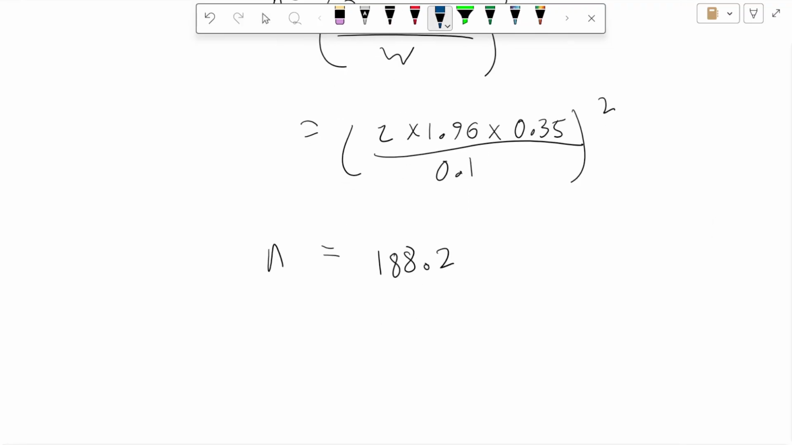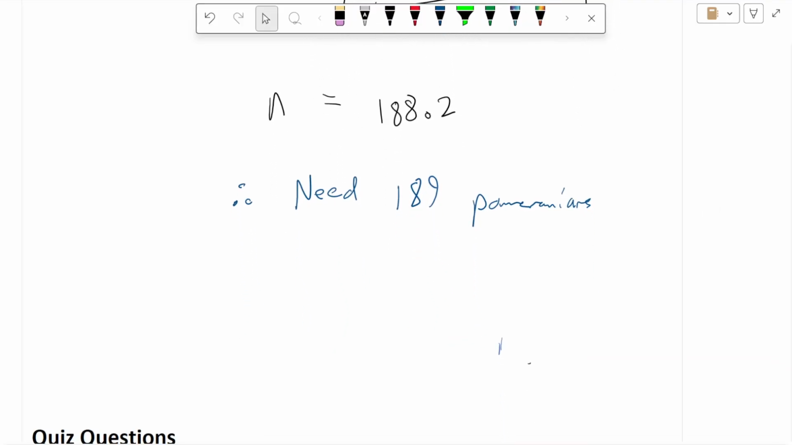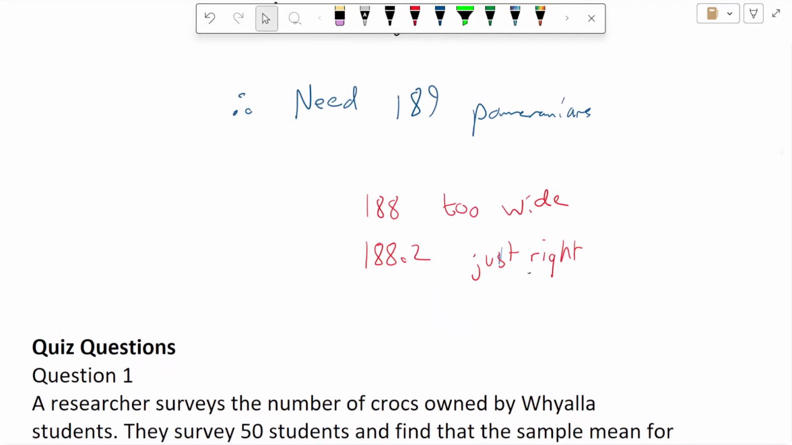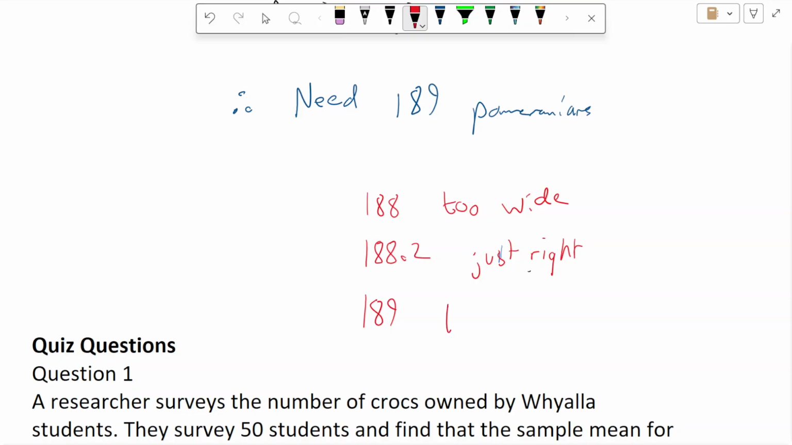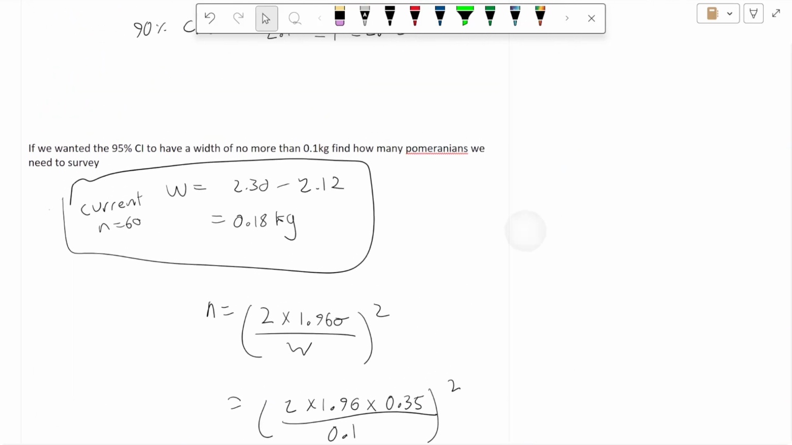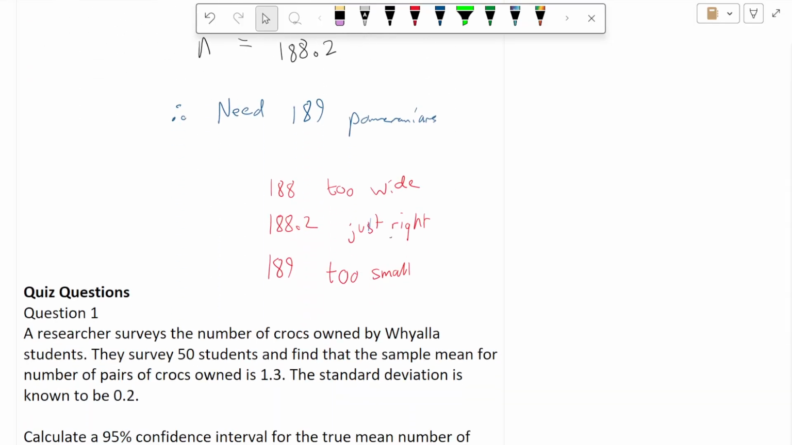Now, don't round it down, we actually need 189 Pomeranians. The reason we need 189 is because 188 will be too wide. 188.2 is just right. But obviously we can't do a survey with 0.2 of a Pomeranian without breaking some ethics violations. And then this is too small. But we want it to be skinnier. They want the width to be no more than 0.1. So too small is good. Okay.